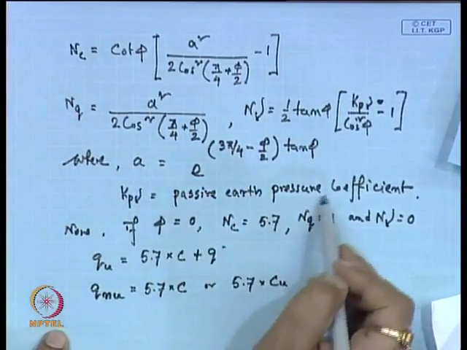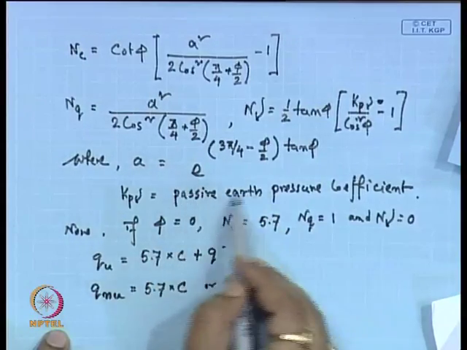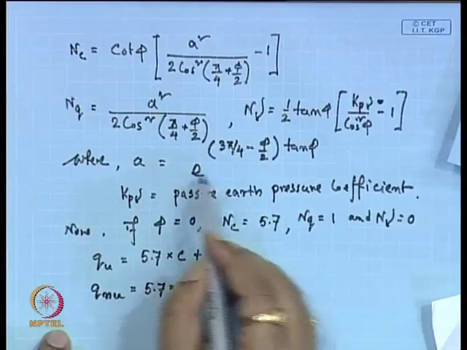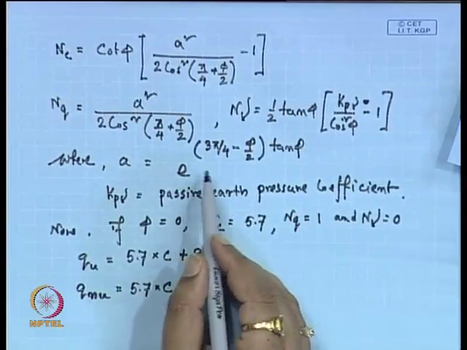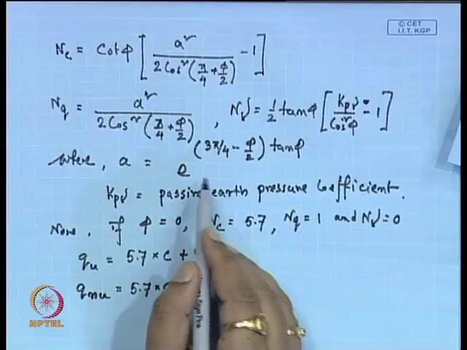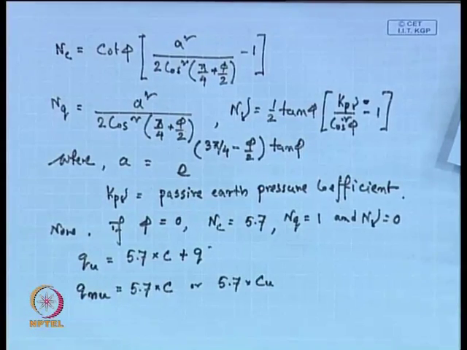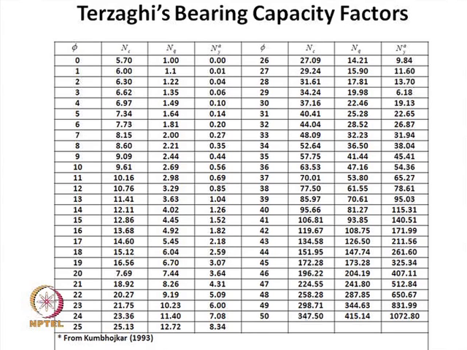By using these expressions we can calculate the bearing capacity factors for different phi values. Terzaghi has also given these bearing capacity factors in tabular form for different phi values. Here we can see Terzaghi's bearing capacity factors table for different phi, starting from 0 degree, where N C is 5.7, N Q is 1 and N gamma is 0. It goes from 0 to 50 degrees, with the corresponding N C, N Q and N gamma values given. By using this table we can determine them.